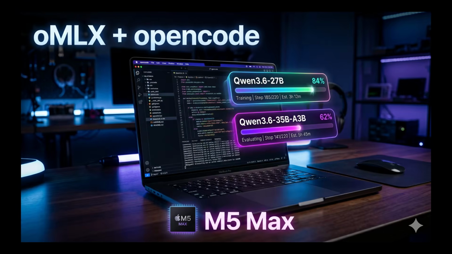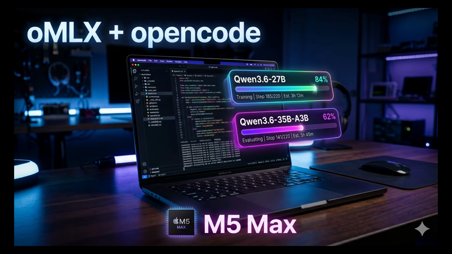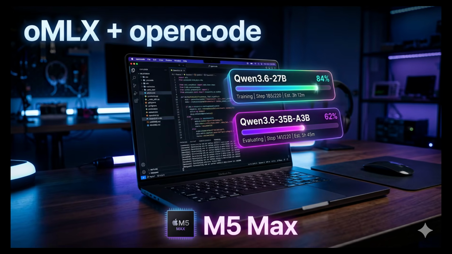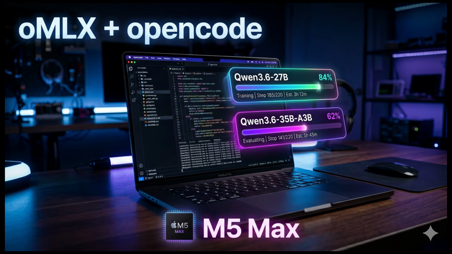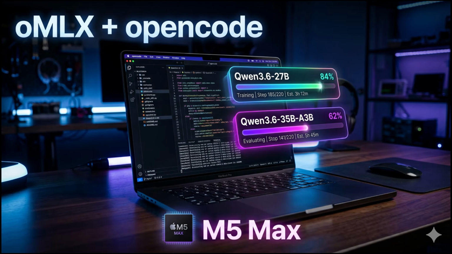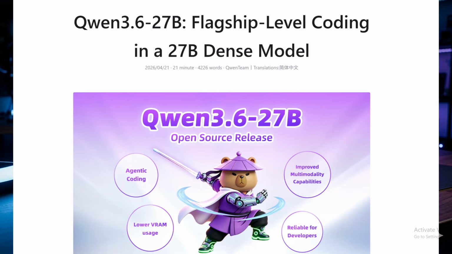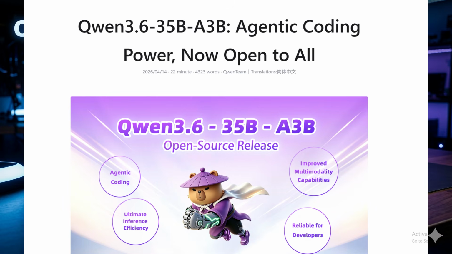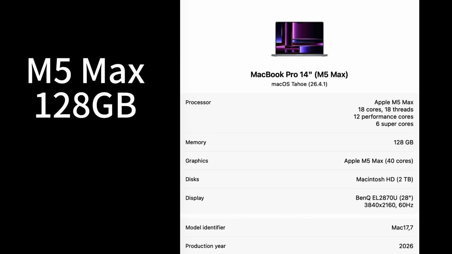Do you want to save $100 every month? In this video, I'm going to show you exactly how I set up a fully local AI coding agent on my Mac using MLX together with OpenCode. I will do a live demo using both Qwen 3.6 27B and the 35B A3B model. Both work very well. Here is the Mac spec I'm using for this video.